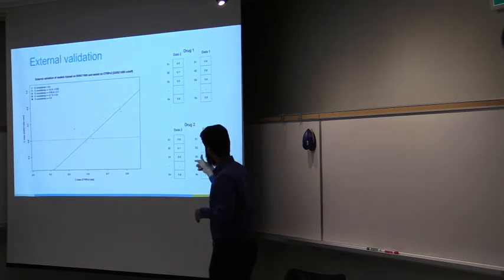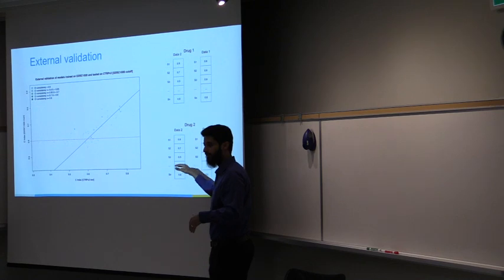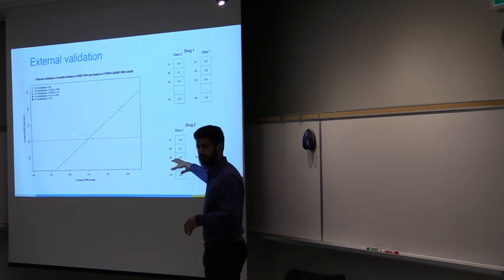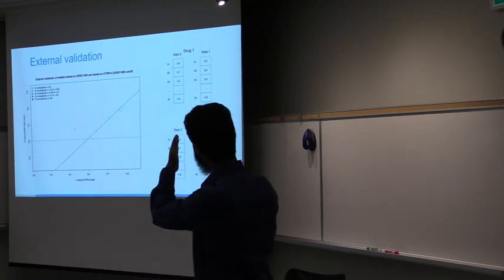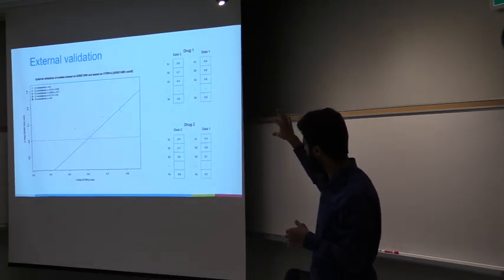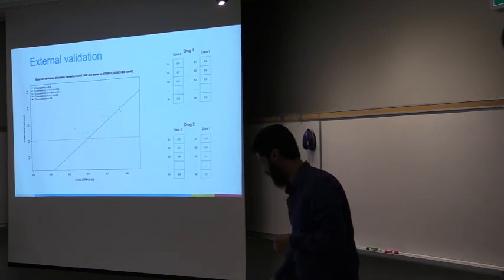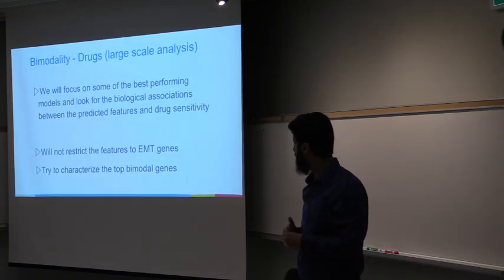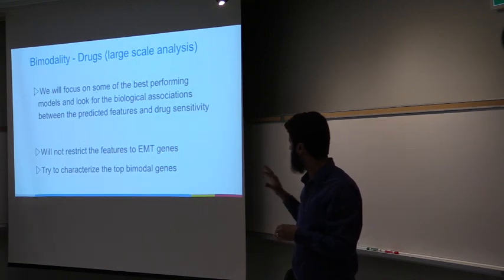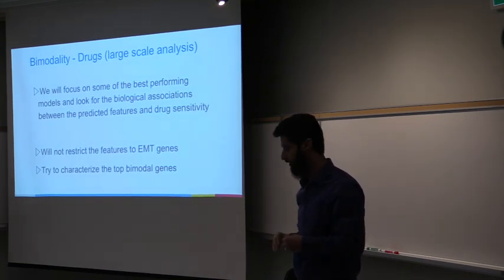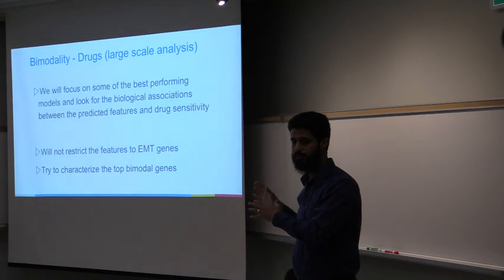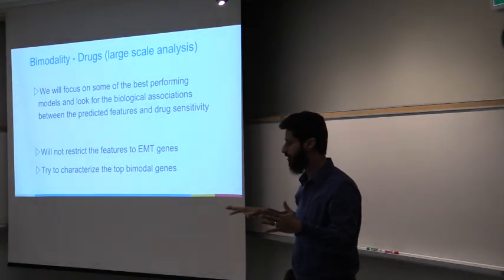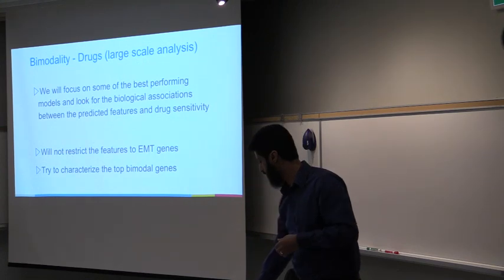However, if the response is totally inconsistent over the same samples, then there is no model that you can build on this one that can predict on this one. So the darker the green, the more consistent the drug response, and you could see that those dark green are close to the diagonal line. As I said, we are now focusing on some of those best performing models to look at the biology of it, and in the future, we're not going to restrict the features to the EMT genes. These were just a first test case, and we're going to look at all the different bimodal genes and characterize them.